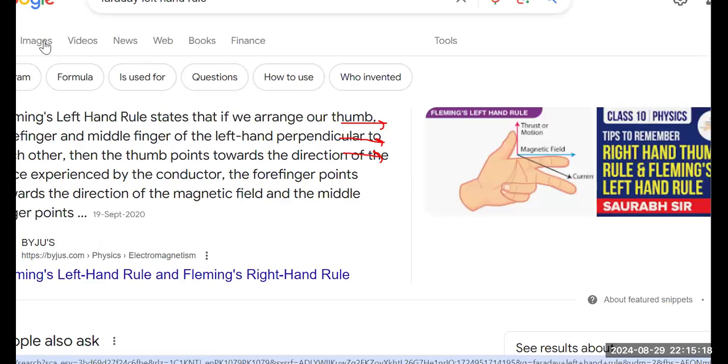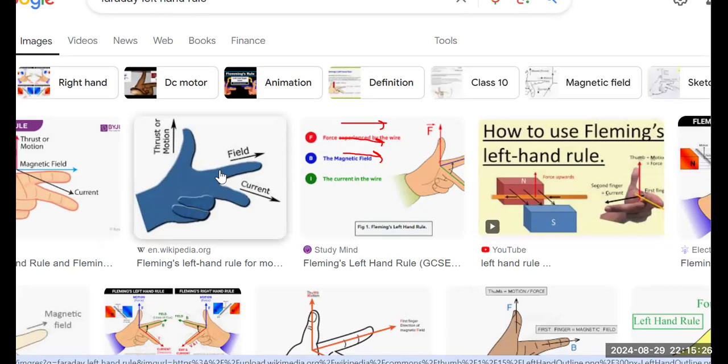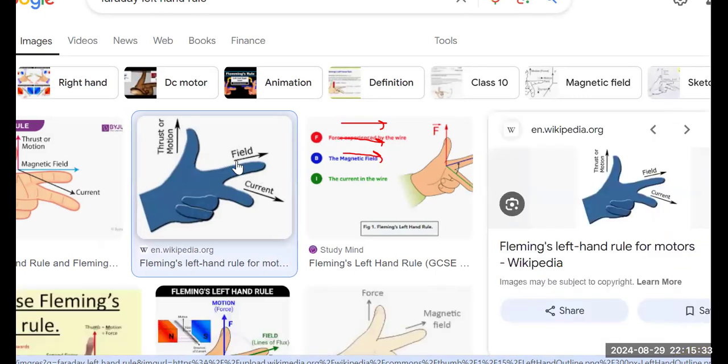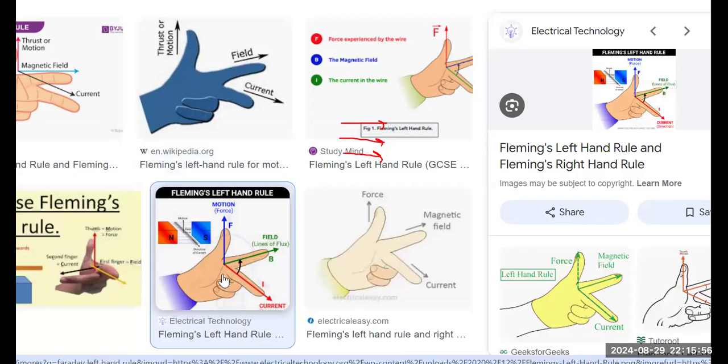According to Fleming's left hand rule, this is the rule. I'm taking this one. You have to stretch your thumb, first finger, and middle finger in such a way that your first finger is in the direction of the magnetic field, the middle finger in the direction of the current, and then the thumb will indicate the direction of the force acting on the wire. This is the rule of Fleming's left hand.